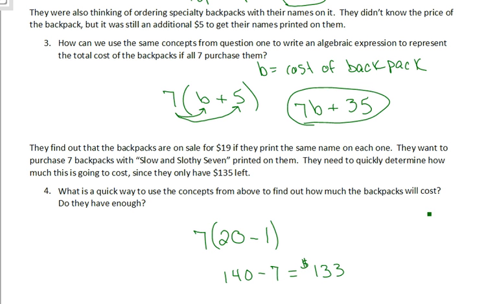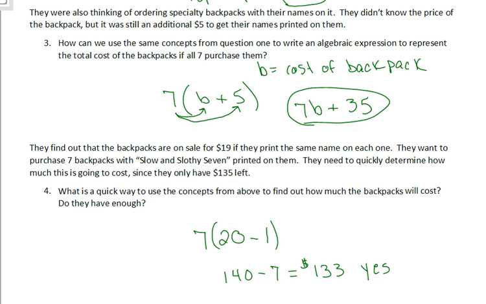Okay, so let's make sure that I'm not circling the wrong thing. It says, what is the quick way to use the concepts from above? Well, look what I did. I distributed that 7 through. So I could quickly do it in my brain. Last question, do they have enough? Yes.